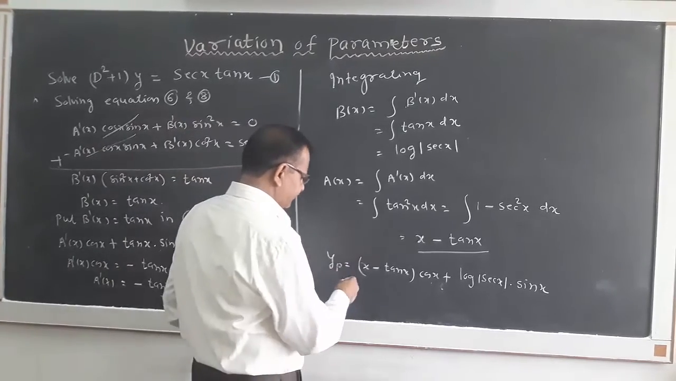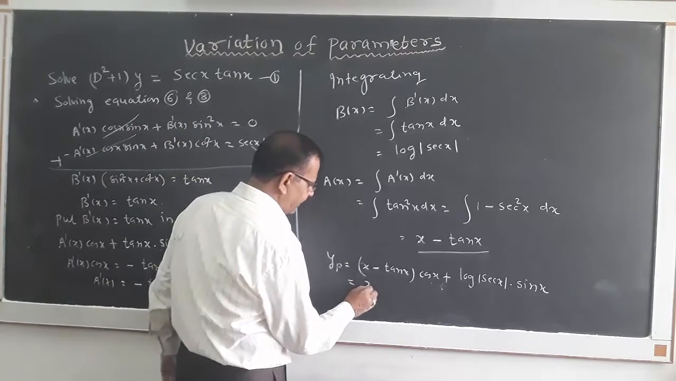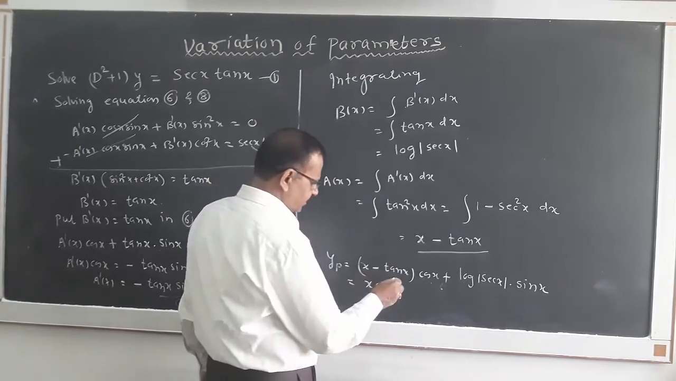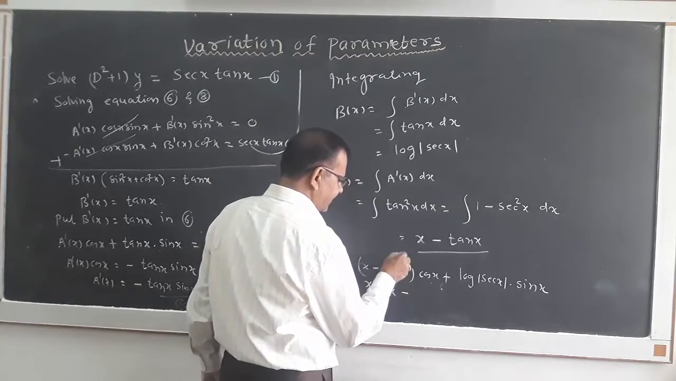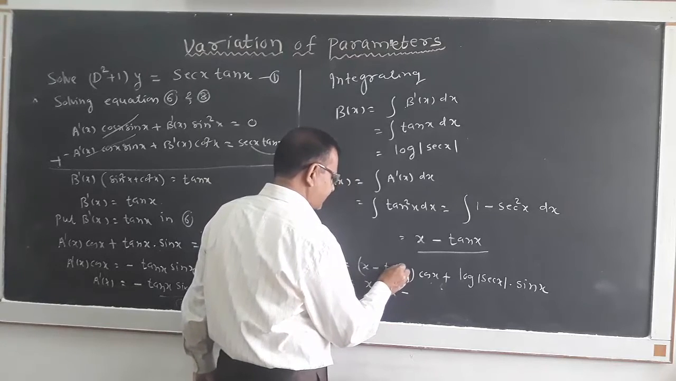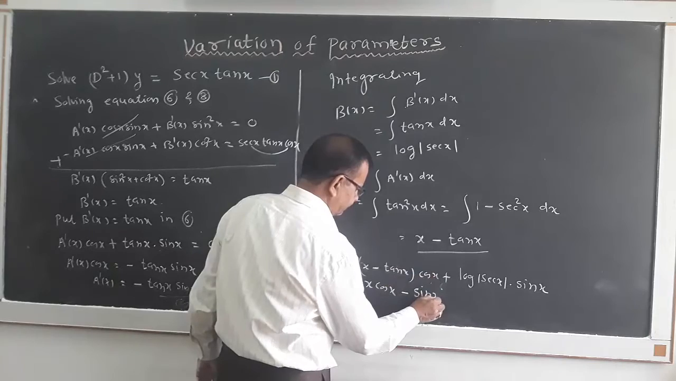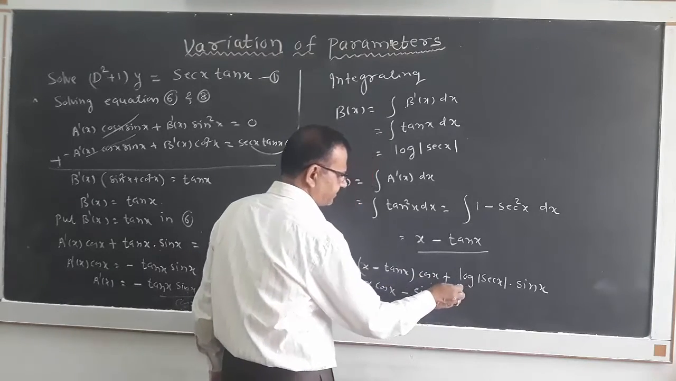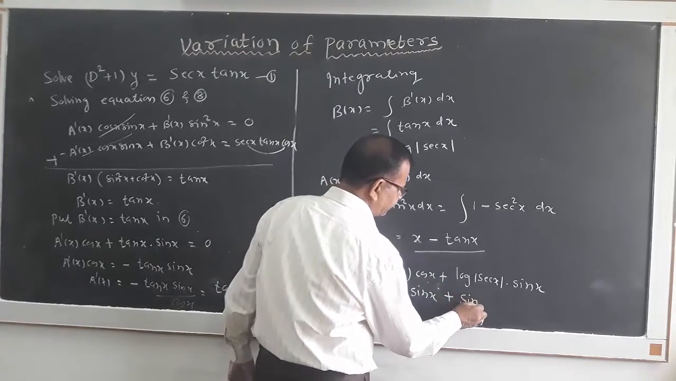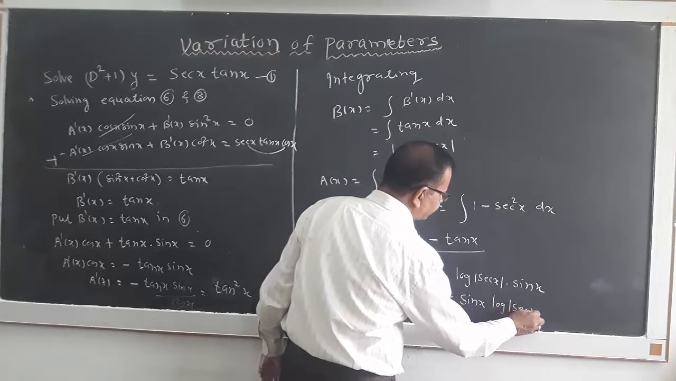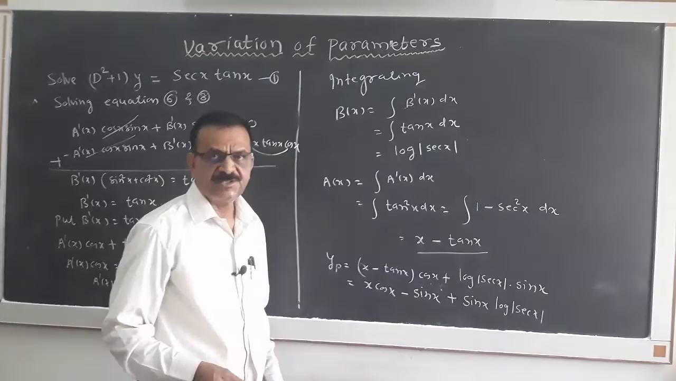If we simplify this, I will get x cos x minus tan x into cos x. Tan x can be written as sin x by cos x, sin x by cos x into cos x get cancelled and it will remain sin x, plus sin x into log of mod of sec x. This is the particular solution.